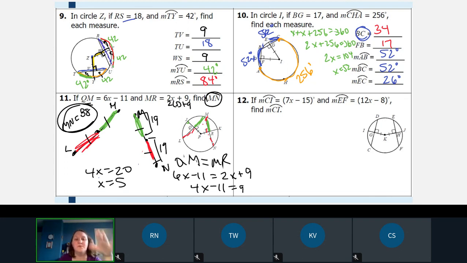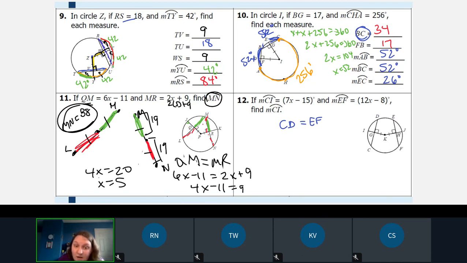All right, I'm not going to go through all of number 12, but I do want to just talk about the relationships that we see in that circle. Okay, and I'm going to start you off. If I said chord CD, that's the straight segment between C and D, what would that be equal to? What other segment would CD be congruent to in this picture? Yeah, EF. Awesome.